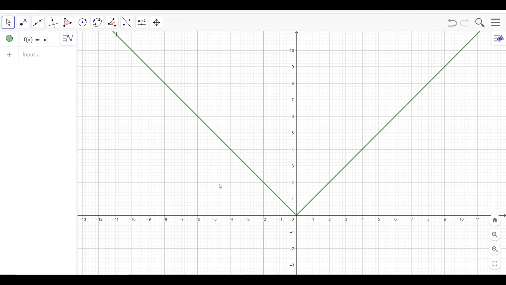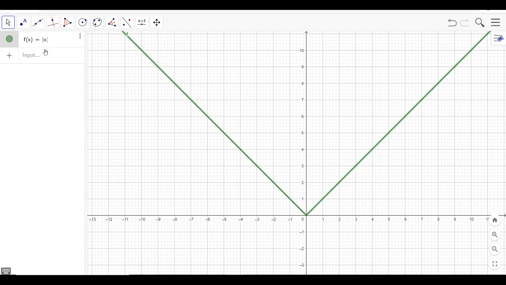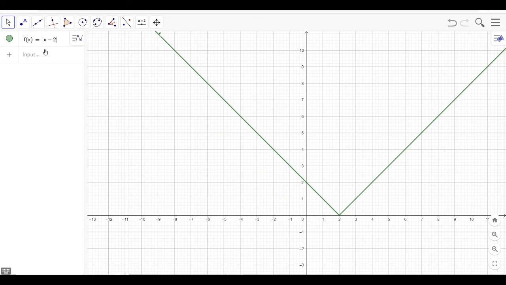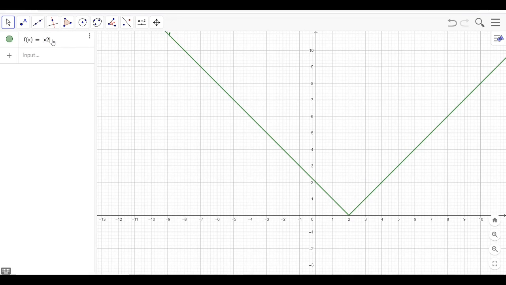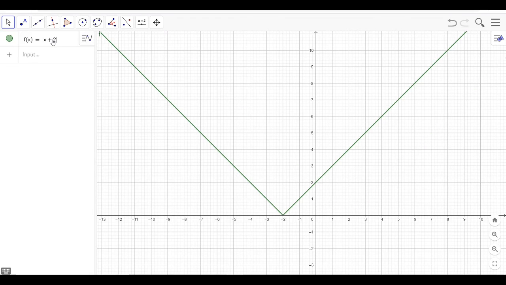Now let us understand the modulus function graphically. This is the graph of a modulus function. Suppose let us make a small change. This is only for your understanding of how the graph looks. If I write modulus of x minus 2, you can see how the graph changes. The graph shifts 2 units to the right side. Similarly, if I make this modulus of x plus 2, the graph moves 2 units to the left.